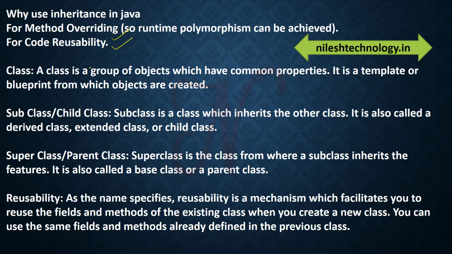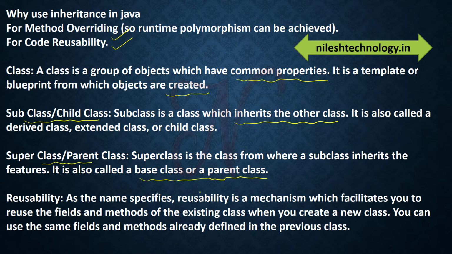We have already discussed what a class is. A class is a group of objects which have common properties. It is a template or blueprint from which objects are created. Next is the subclass or child class. It is a class which inherits another class, so it is called a derived class, extended class or child class. A superclass, or parent, is the class from where a subclass inherits the features. It is called the base class or parent class.